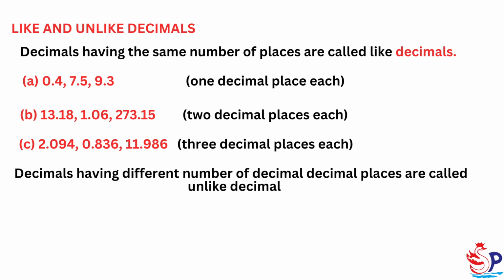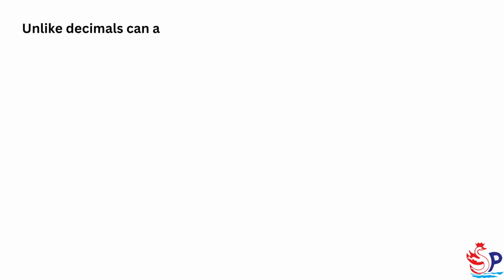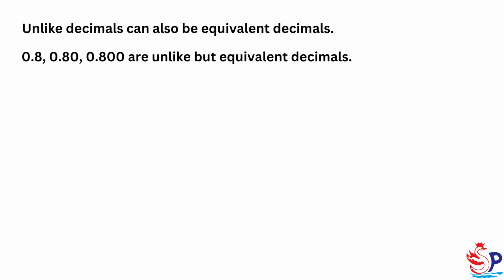Decimals having a different number of decimal places are called unlike decimals. A. 0.9, 3.82, 5.987. B. 8.43, 2.856, 0.79. C. 0.825, 18.36, 15.9. Unlike decimals can also be equivalent decimals. 0.8, 0.80, 0.800 are unlike but equivalent decimals.